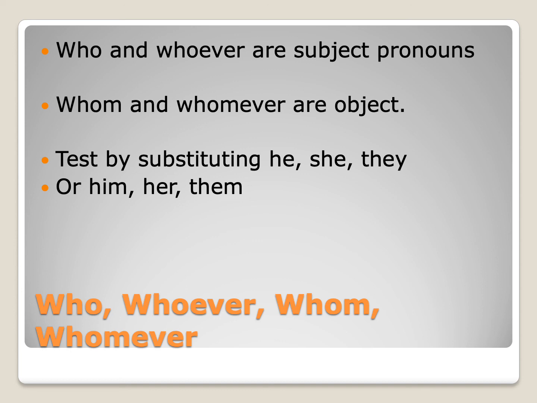So the Hemingway novel, For Whom the Bell Tolls, if you substitute he, the bell tolls for he, that doesn't make sense. For him the bell tolls. Okay, so it's got to be whom. And again, for is a preposition, and whom is the pronoun that finishes that prepositional phrase.